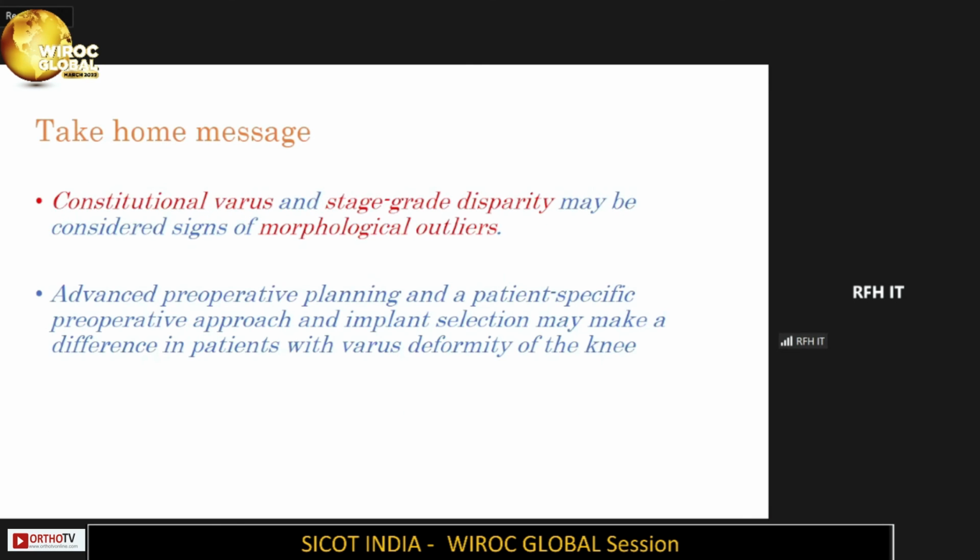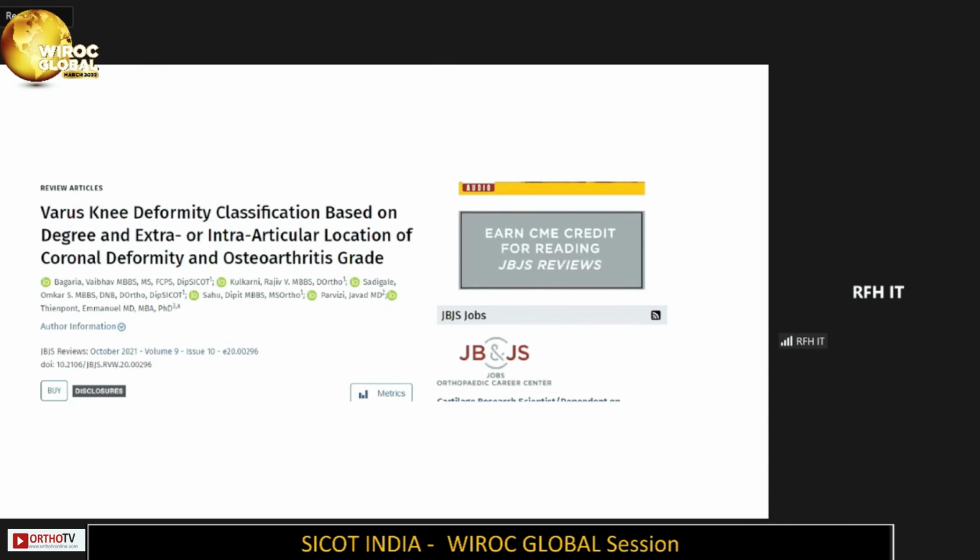The constitutional varus and the stage-grade disparity may be considered signs of morphological outliers. Advanced preoperative planning, a patient-specific approach and implant selection may make a difference in patients with varus deformity of the knee. So this work was published in JBJS Reviews last year in October 2021.